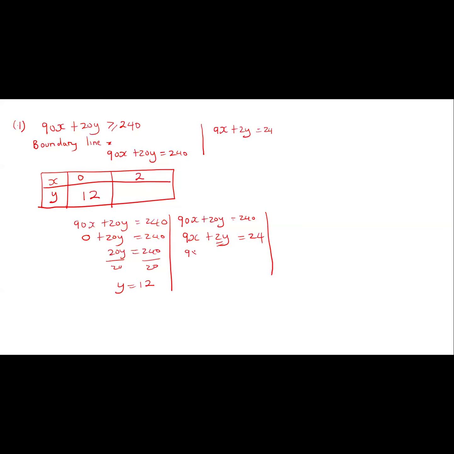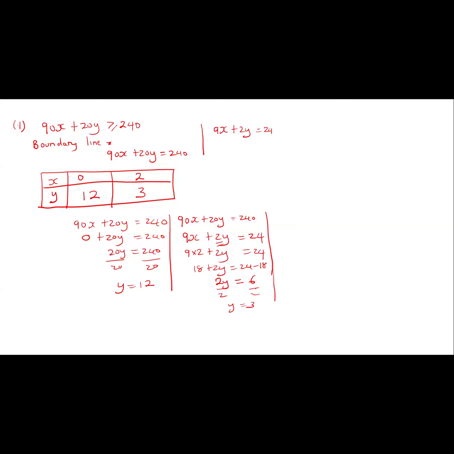So you say 9 times 2 plus 2y is equal to 24. So here I'll have 18 plus 2y is equal to 24. That is 2y is equal to 24 minus 18, which will be 6. So when you divide by 2, you find your y is equal to 3. So you'll end up with your answer as 3.